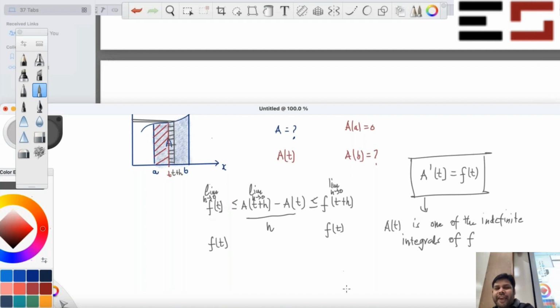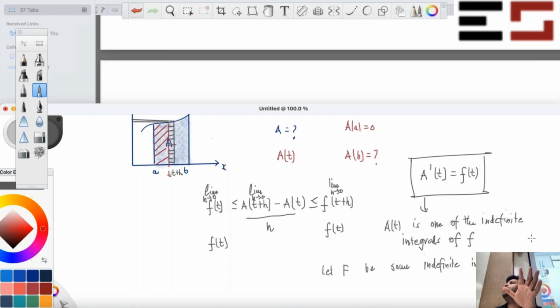Can you just say that let F be some arbitrary indefinite integral? Now you don't know which one it is, so you can take any one of them. Just take any one of them, and I'll tell you using that how you can find this one. Is that okay? Fine. So let's do that. So let F be some indefinite integral of f. Okay, let F be some indefinite integral of f.